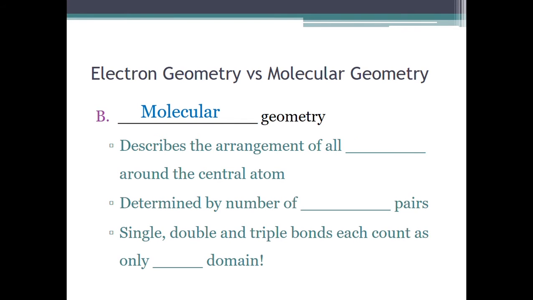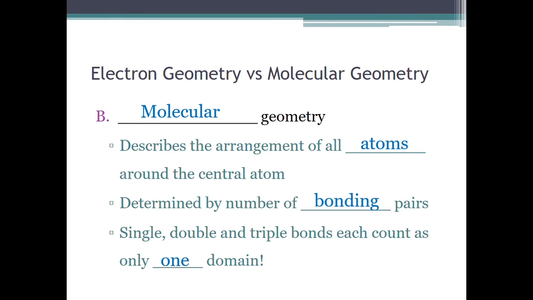Molecular geometry, on the other hand, is where we're going to look at the differences between lone pairs and bonds. Your molecular geometry describes the arrangement of all the atoms around the central atom. Notice it says atoms, not electron groups. This is determined by the number of bonding pairs. This does not include the lone pairs. This is just the bonding pairs. So again, single, double, and triple bonds are each going to count as only one domain, but here we are not going to factor lone pairs in the same way. They're still going to have an effect, just not the same effect as our bonding pairs.